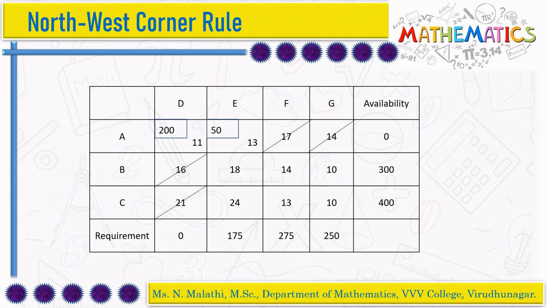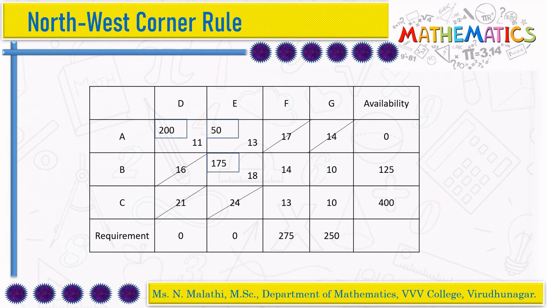Now we are left with 6 cells. Among the 6 cells, the northwest corner cell is A22, which has to be allocated next. We may note that this cell can be allocated with 175 units, and after this allocation, the availability in the source B becomes 125 and the requirement for the destination E becomes 0. So we may cancel off the remaining cell in the second column.